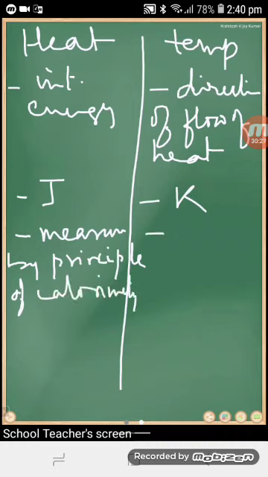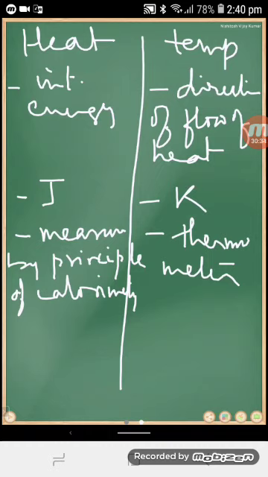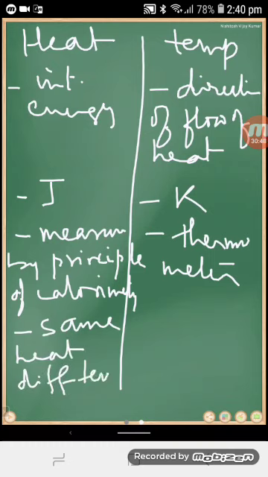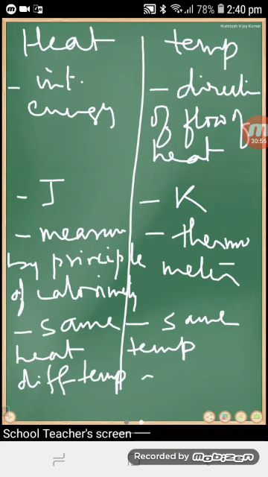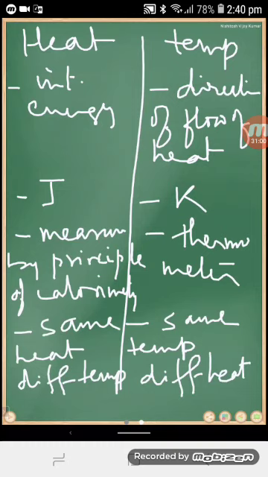Tree. Here it has been measured by thermometer. Two bodies may have same heat but different temperature. Same heat, different temperature. And here, same temperature, different heat. Okay.